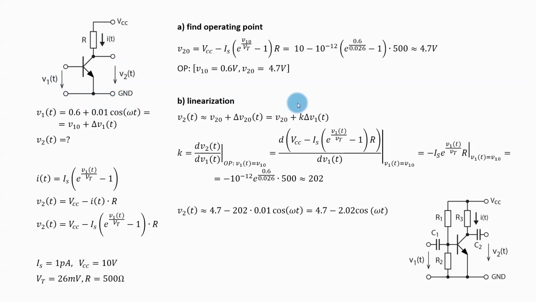There is one more thing worth mentioning here. Note that it is this k which sets the amplification of this circuit. This k is this value which multiplies the cosine at the input. And this k is given by this expression, which I can affect by changing the value of this V1 at the operating point. So by changing the value of the input voltage at the operating point, by changing this value, I can achieve different values of k and different amplification of this circuit.